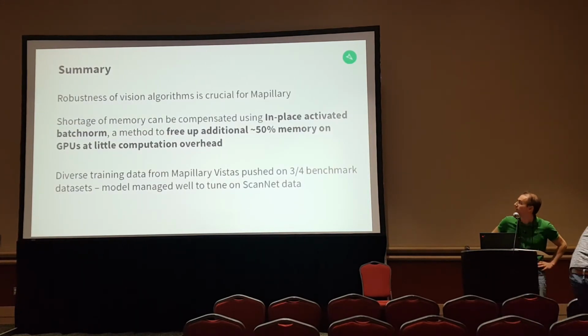So summary. Robustness is crucial for our company because we have images really taken without control. And we found out that Vistas, Mapillary Vistas, was good data to pre-train on to actually achieve robustness in the classifier. And one of the key elements that were used was this in-place activated BatchNorm that allowed us to free up 50% of the memory.